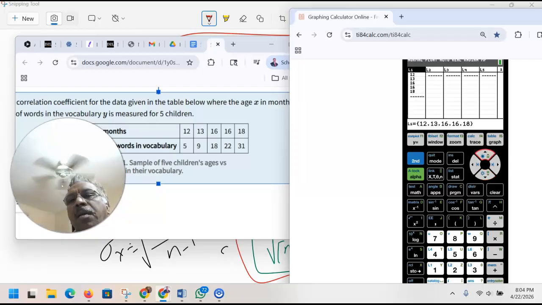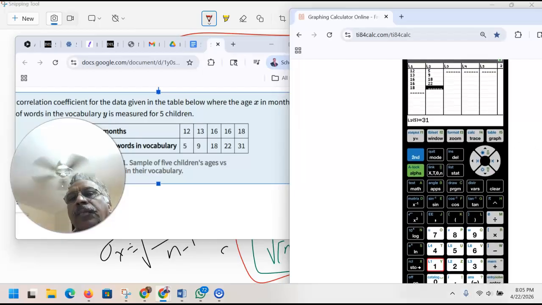So I go up here and then go to the right and then put the next ones. The next ones are 5, 9, 18, 22, and 31. Right? 5, 9, 18, 22, and 31. So all the numbers are right. So done.